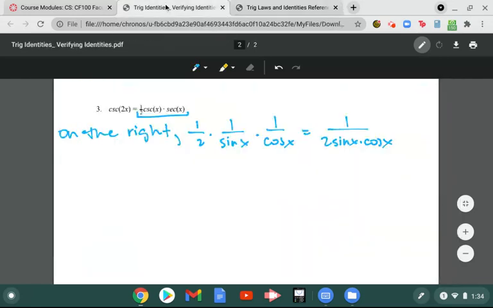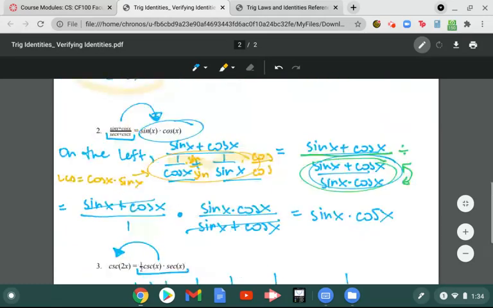I think we had x here. So this is equal to 1 over sine of 2x, but I've got the reciprocal of sine, and that is equal to cosecant of 2x. So we have verified that identity. This time I went from the right side over to the left-hand side. So there's several different strategies.